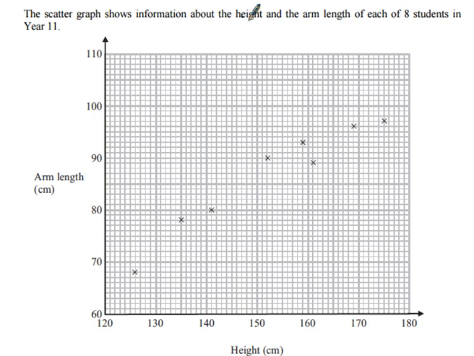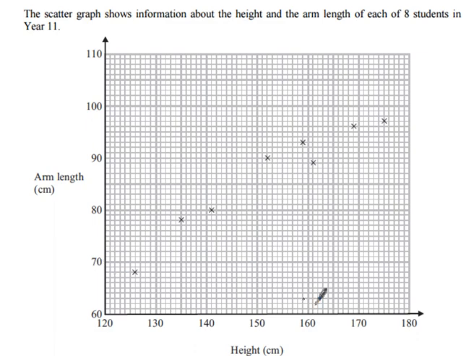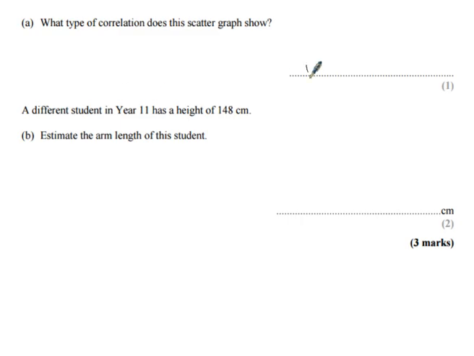The scattergraph shows information about the height and arm length of each of the 8 students in year 11. Each of these crosses represents a student. So that's the graph. What type of correlation does this graph show? As you can see, as height gets bigger, the arm length is also bigger. Students with shorter height have shorter arm length, which makes sense. So this is positive correlation. As one goes up, the other one goes up.